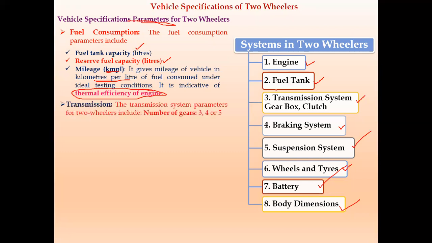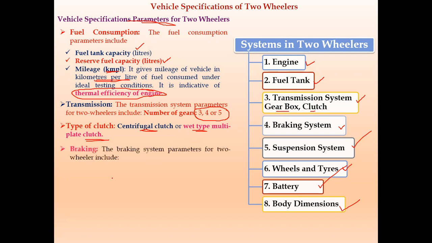Next parameter, we have transmission systems. Generally in the transmission system, we have gearbox and the main component is clutch. The transmission system parameters of two-wheelers include first the number of gears. It may be 3, it may be 4, it may be 5. Then the type of clutch: which type of clutch is used? It is either a centrifugal type of clutch or a wet multiplate clutch, which is generally used in two-wheelers. So this is the transmission system.